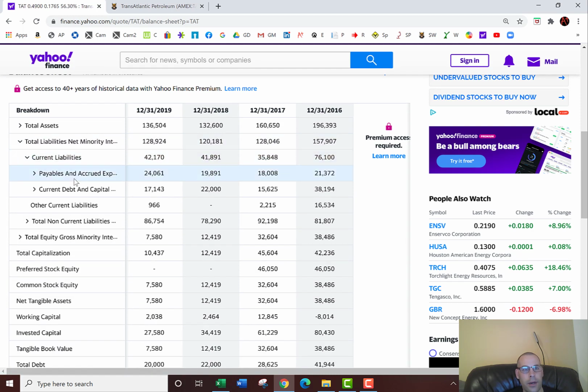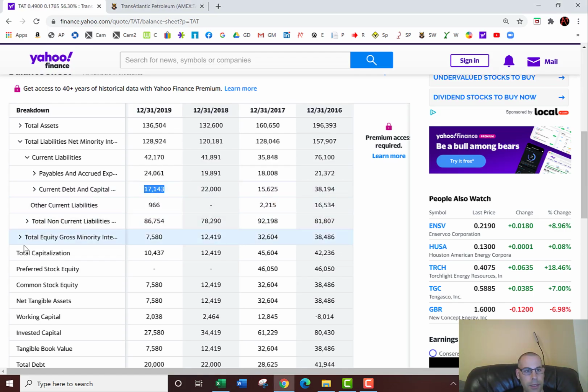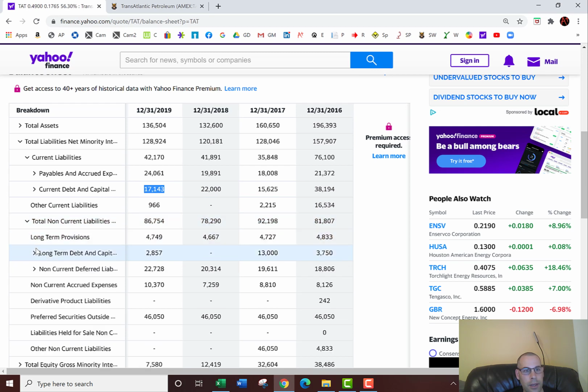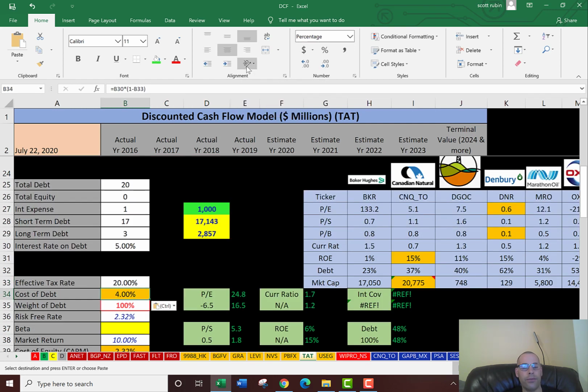And then the current debt is $17 million. And that's debt due within 12 months. And the long-term debt is $2.9 million. That's debt due after 12 months. So the cost of debt is 4%.